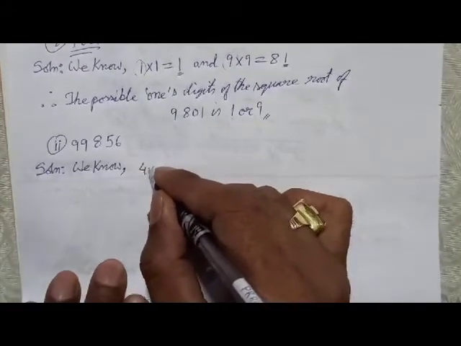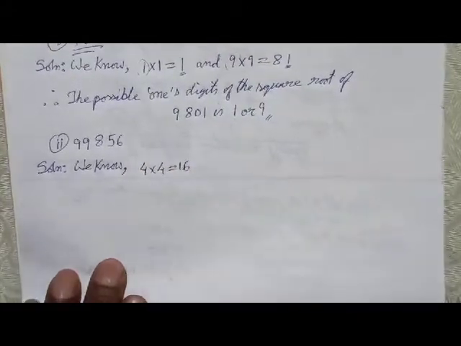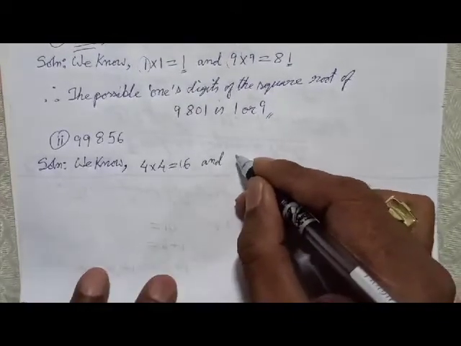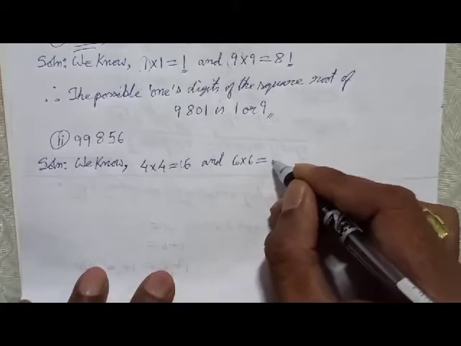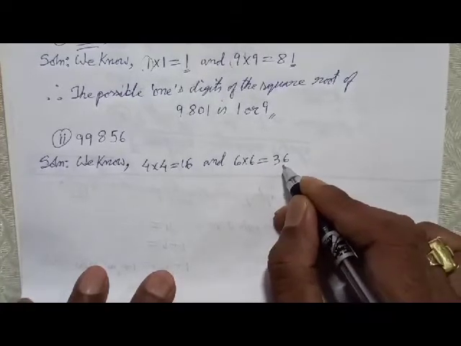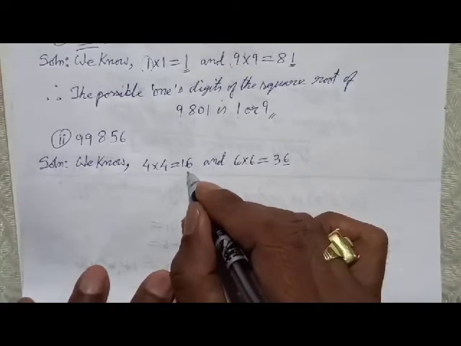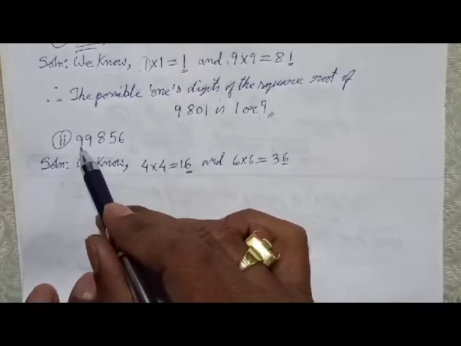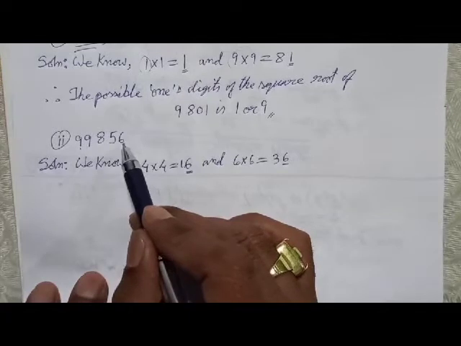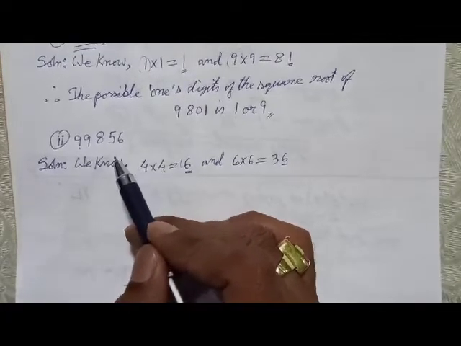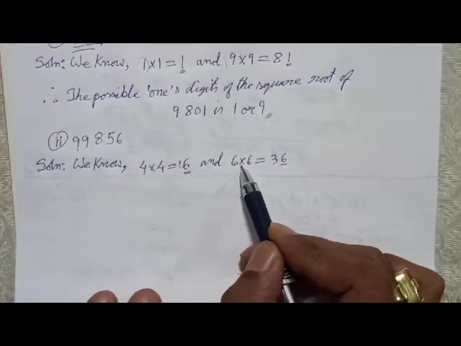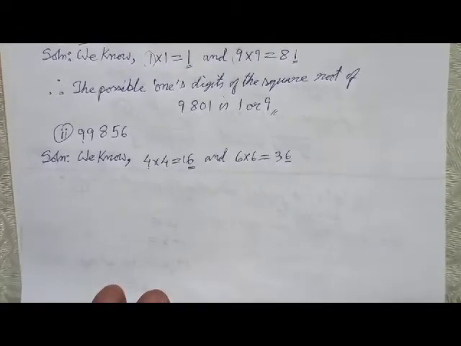if 4 is multiplied by 4, then we will get 16. And if 6 is multiplied by 6, that is also 36. Here 1's place digit is 6, and here also 1's place digit is 6. So if we try to find out square root of 99,856, the 1's place digit may be this number 4 or maybe this number 6, and 4 and 6 is the answer.